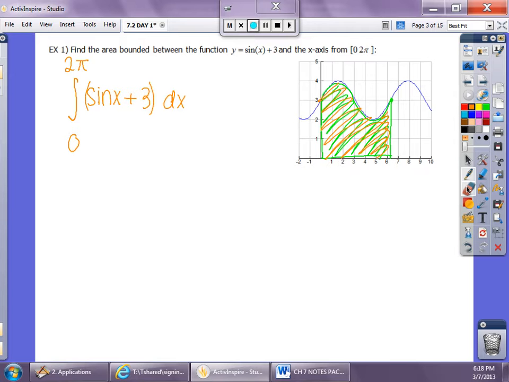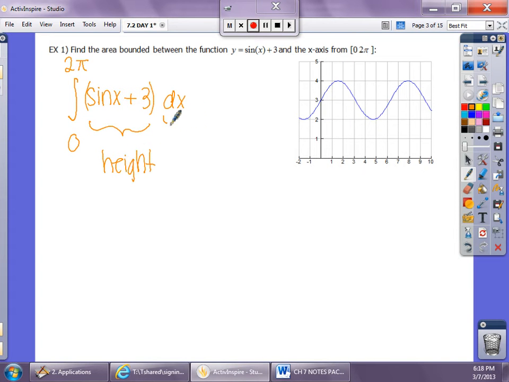Now, things I want to discuss before we really move on is, remember how this works in terms of RAM. This essentially gives us the height of our rectangles, and then this gives us the width of our rectangle. So if I drew a representative rectangle here, I want you to remember that that's what it looks like. The height is your function, your width is the dx, and then we would be summing a bunch of rectangles that are infinitely thin. And that's what gives us the Riemann sum, and that's what gives us actually the integral. We're doing a limit of all of those rectangles.